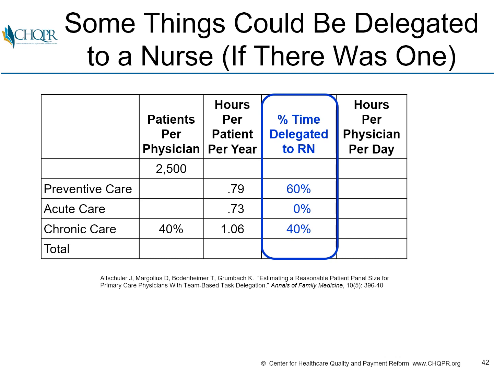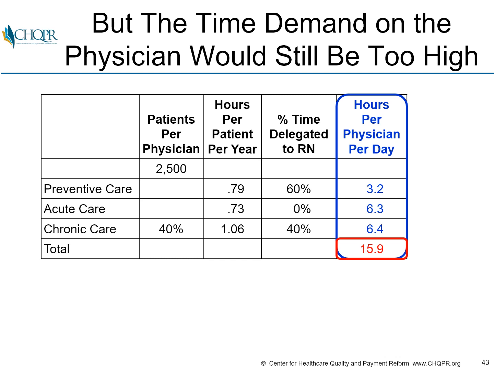A lot of the preventive care and chronic disease management activities don't need to be performed by a physician, and they could be delegated to a nurse if the primary care practice had a nurse. But even if there were a nurse and the physician did delegate a lot of the work, the time demand on the physician would still be unreasonably high. 16 hours per day for patient care, not 9 or 10.